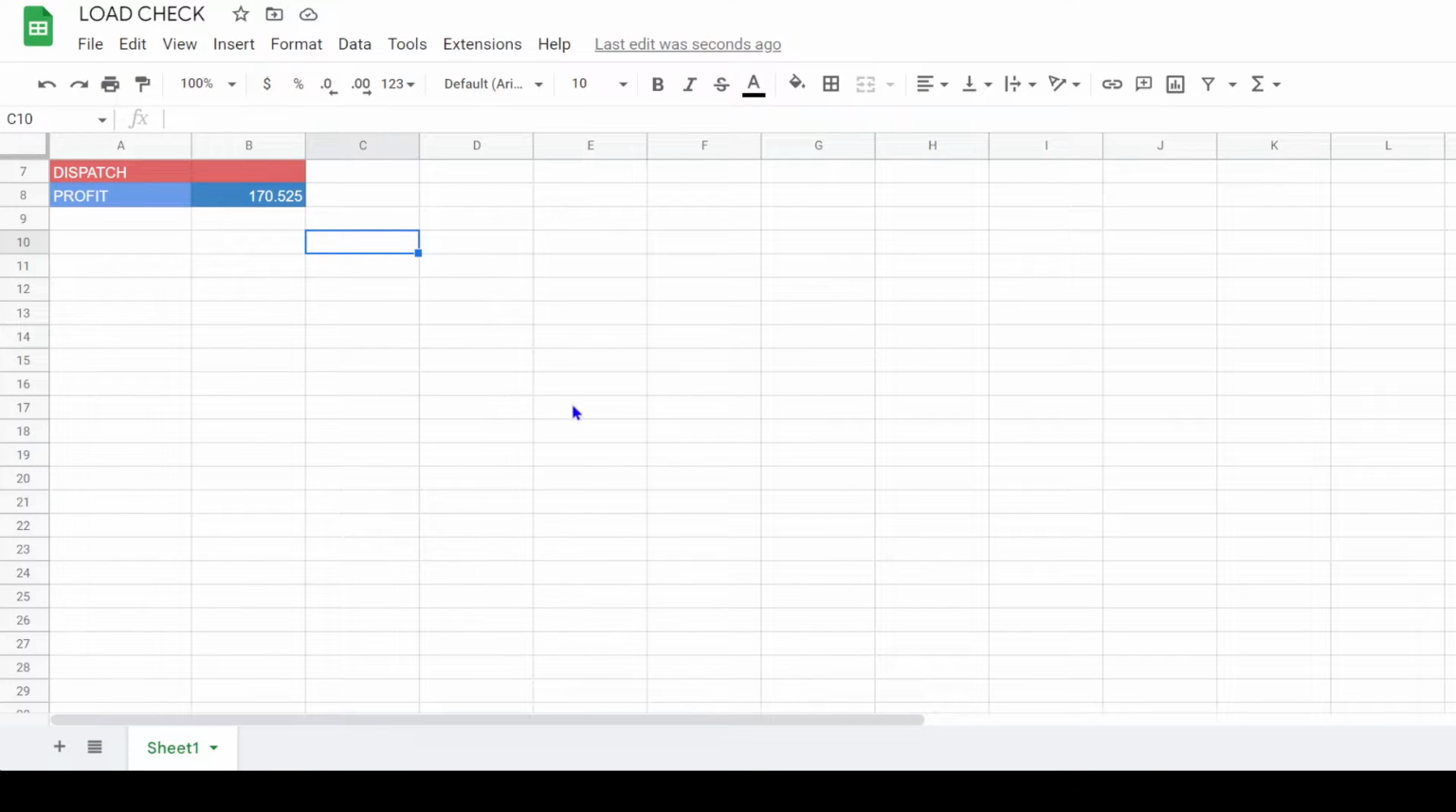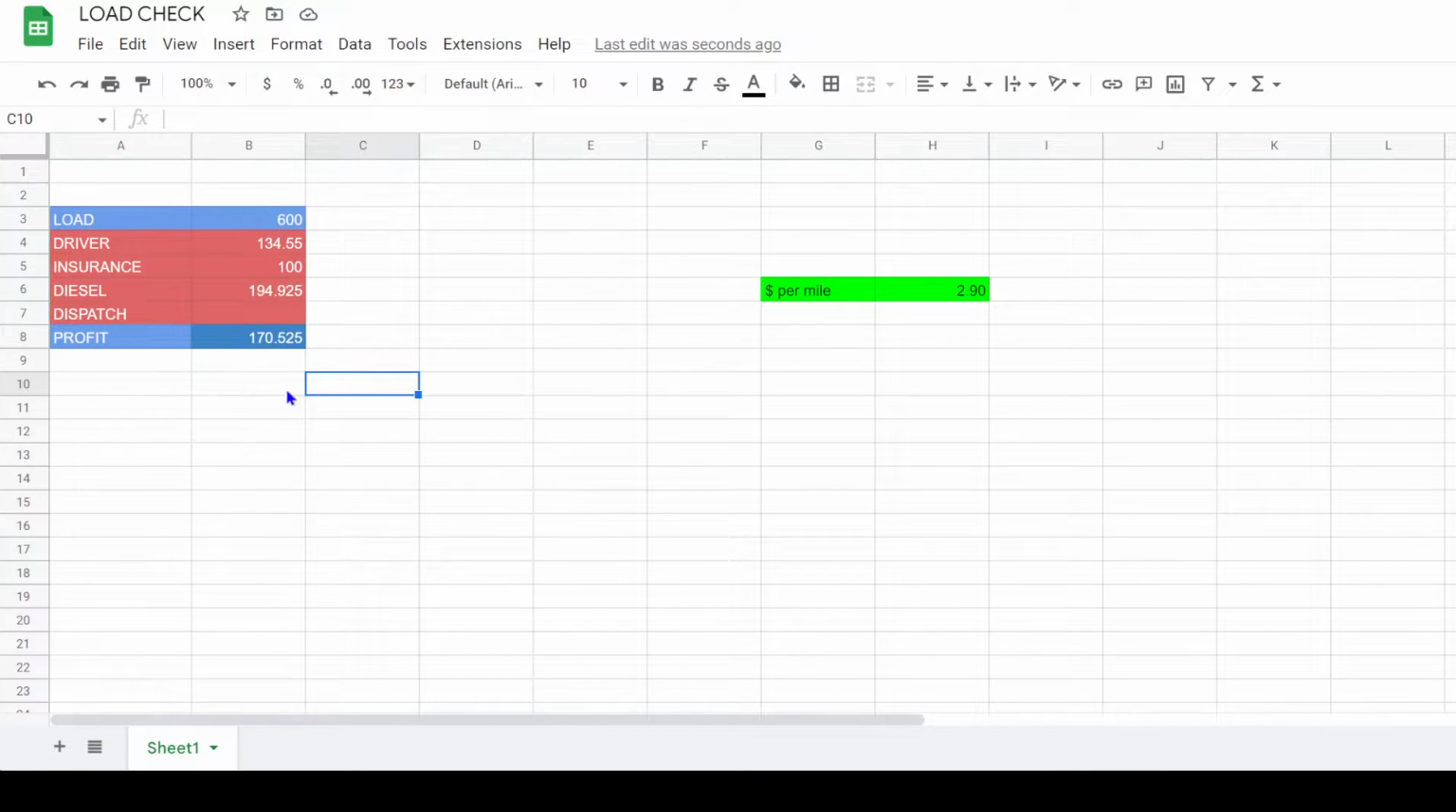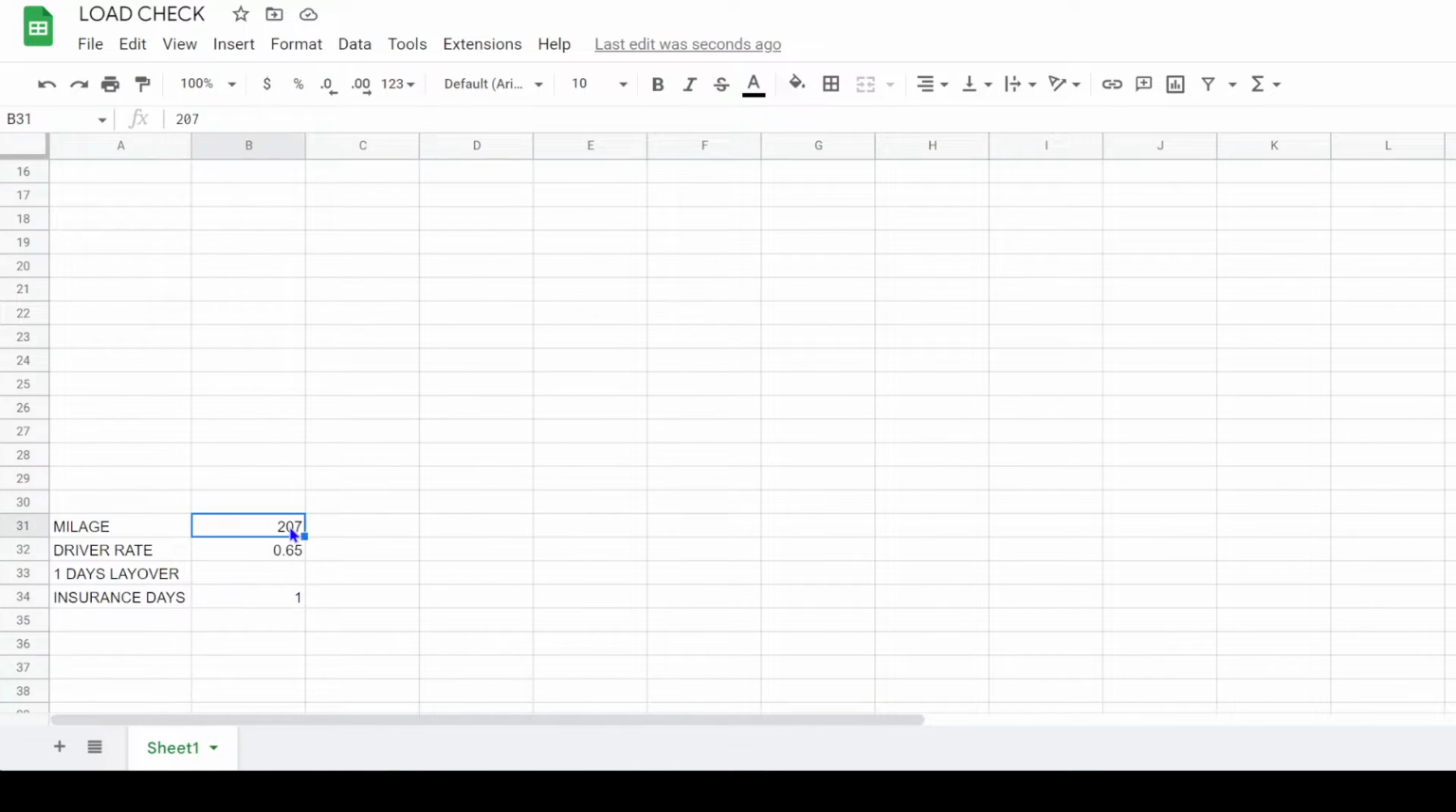Let's go back to the business. Okay, so they were paying $600, and I had to put here on their mileage 665. It was a 2 day, so we had to put 2 days here. It was actually a dry van, so this driver gets paid 0.55.